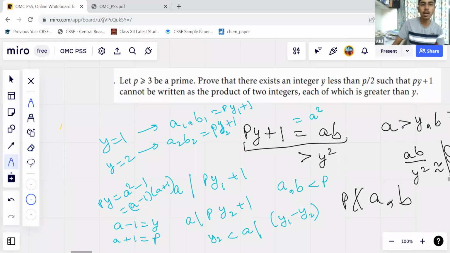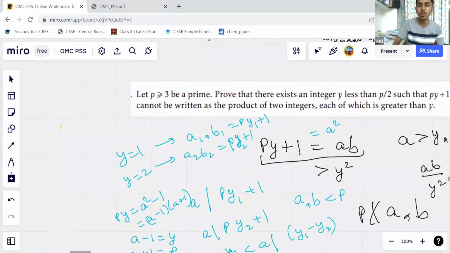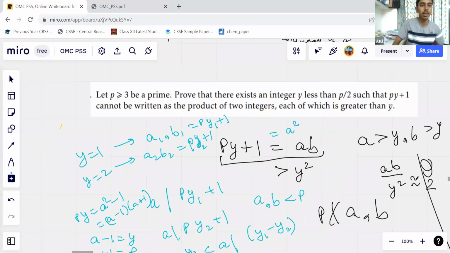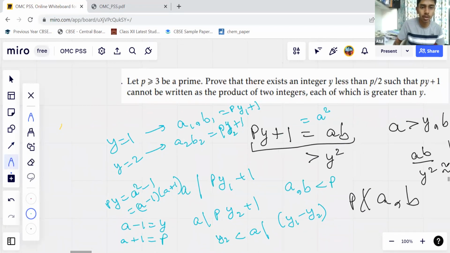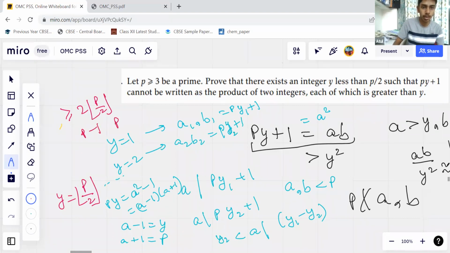So this Ai and Bi can never be equal, but also you can never have any Ai equal to a different Ai or Bi. You can do this for y equal to 1, 2, all the way until y equals floor of p by 2. In all of this, you get at least 2 times floor of p by 2, which is p minus 1 distinct numbers.